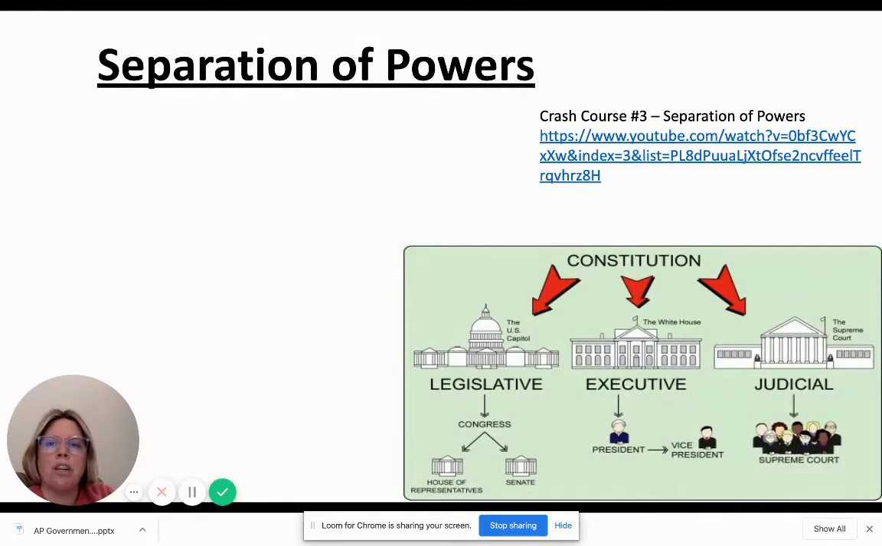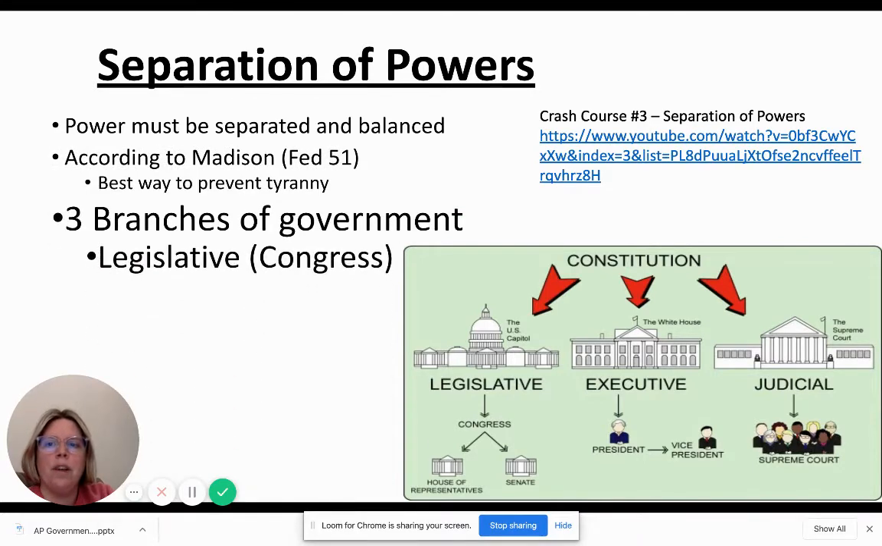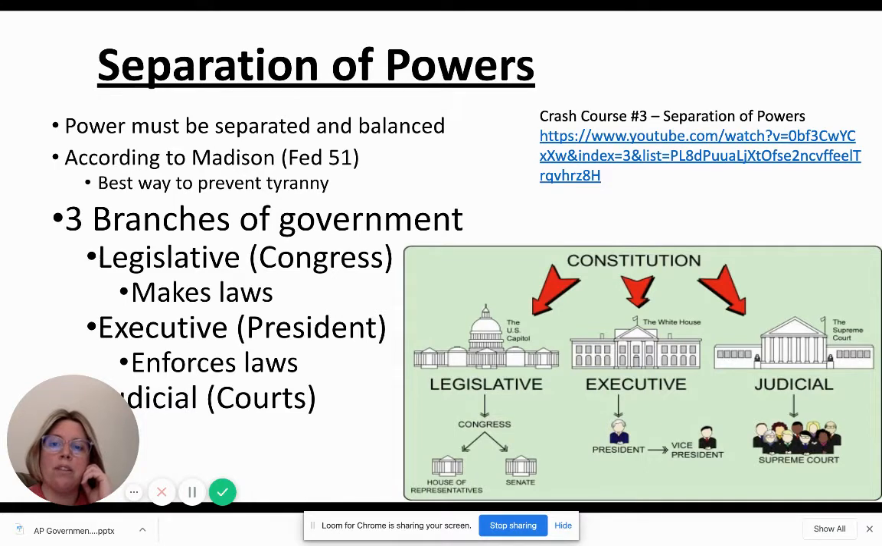Okay, so separation of powers is basically that we've got the power separated into the three branches. You've got the legislative, the Congress, they make the laws. You've got the executive, that's the president, he enforces the laws. And then you've got the judicial branch, that's the courts, and they interpret the laws. They tell us what the law means.